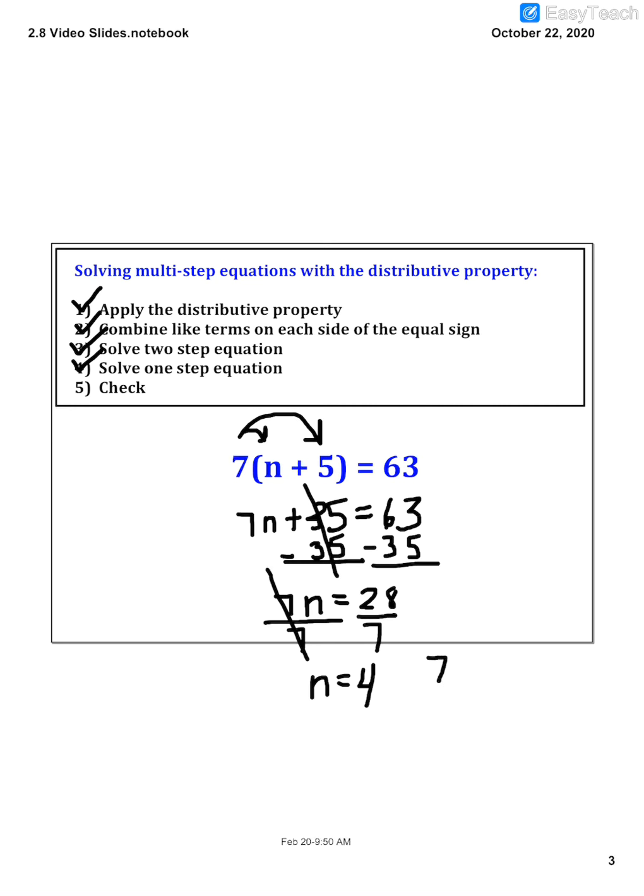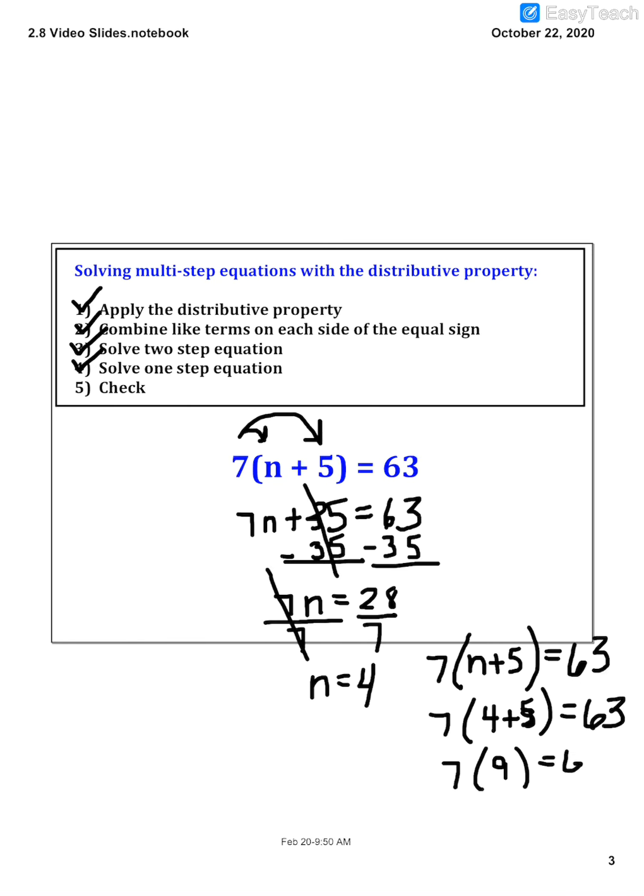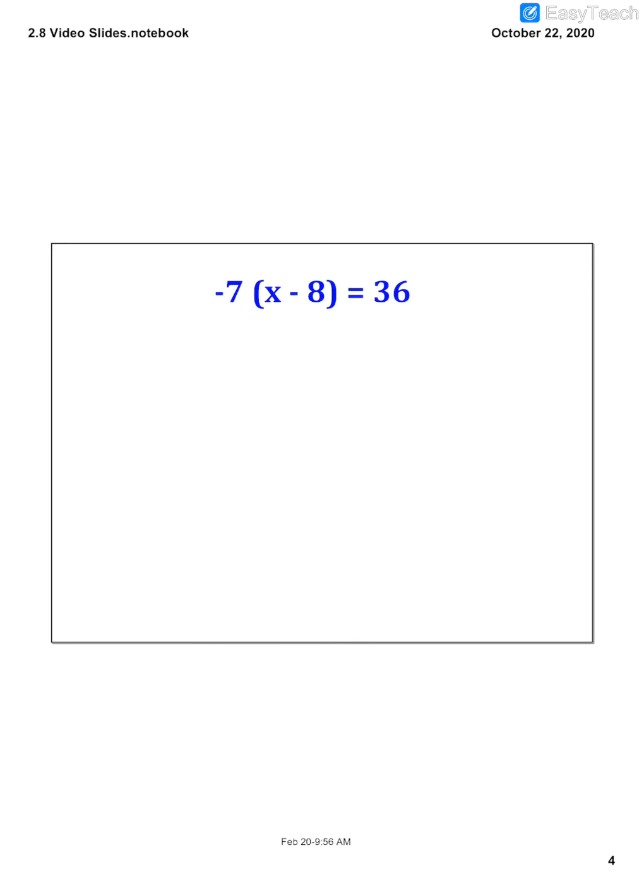So again, I'm always going to substitute into the original equation, not the simplified equation. I'm going to substitute n with 4. Sorry, that's a 5. And then I'm going to follow PEMDAS. So I see parentheses first, and 63 is equal to 63. So because my equation balances, I know that n is equal to 4, and my answer is correct.